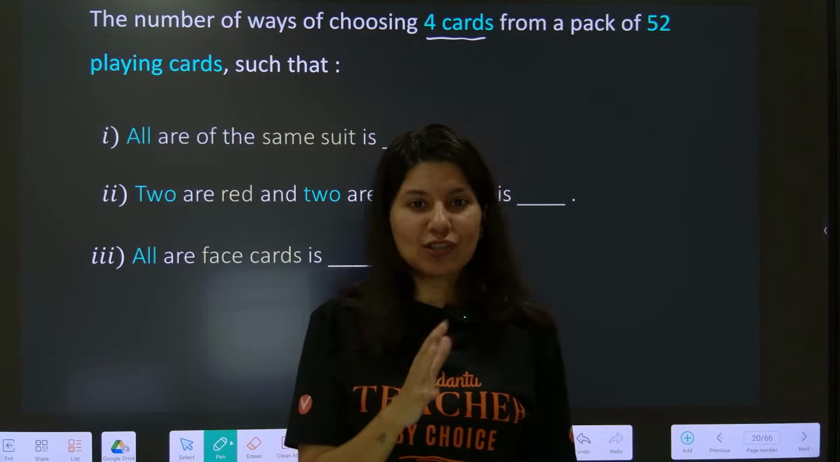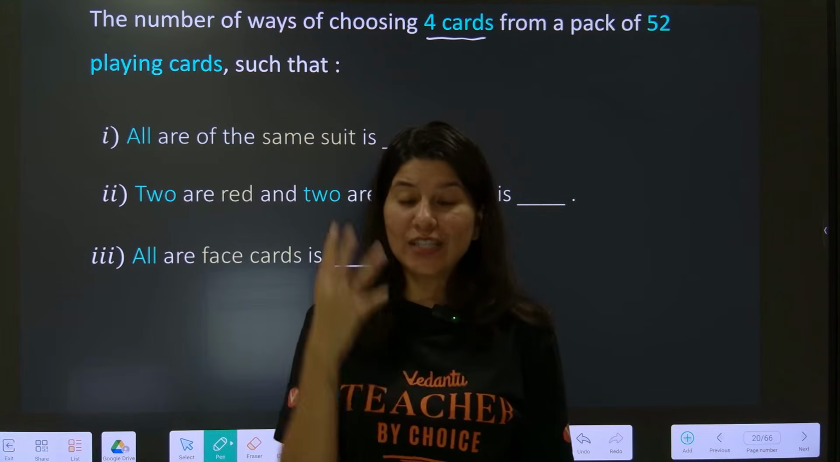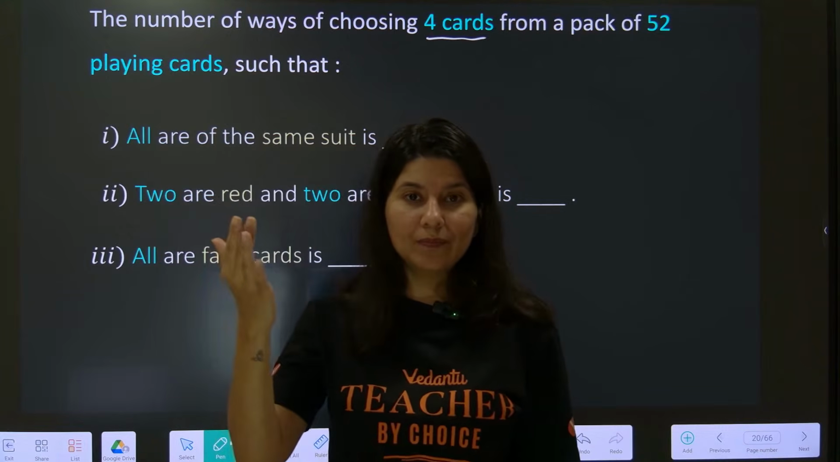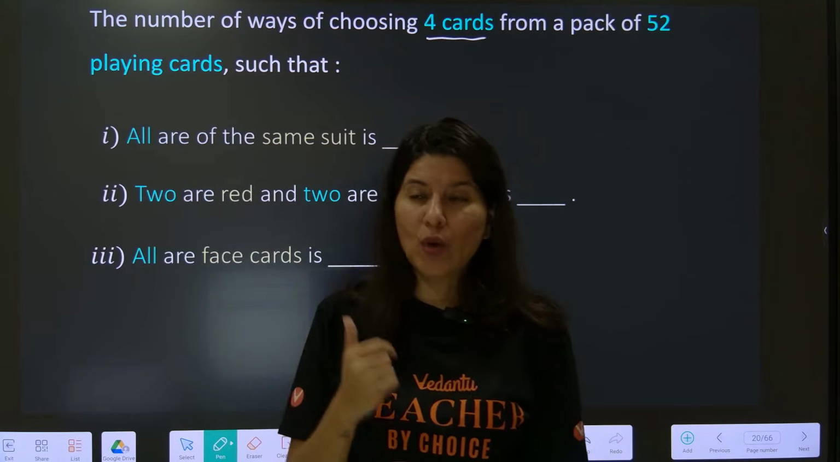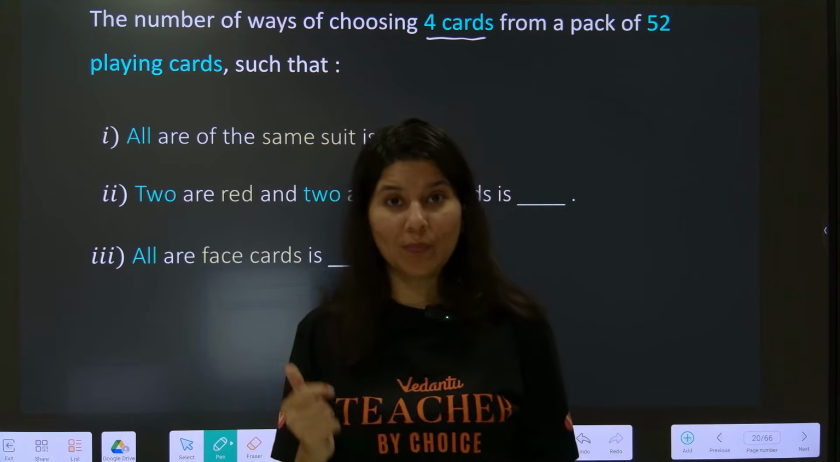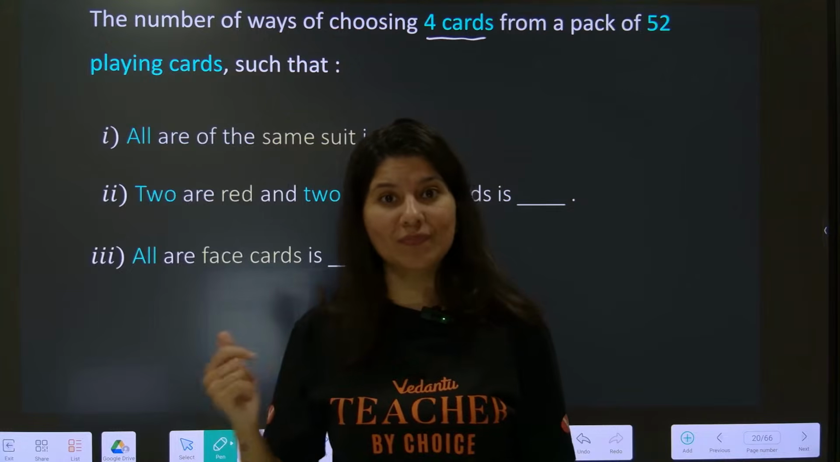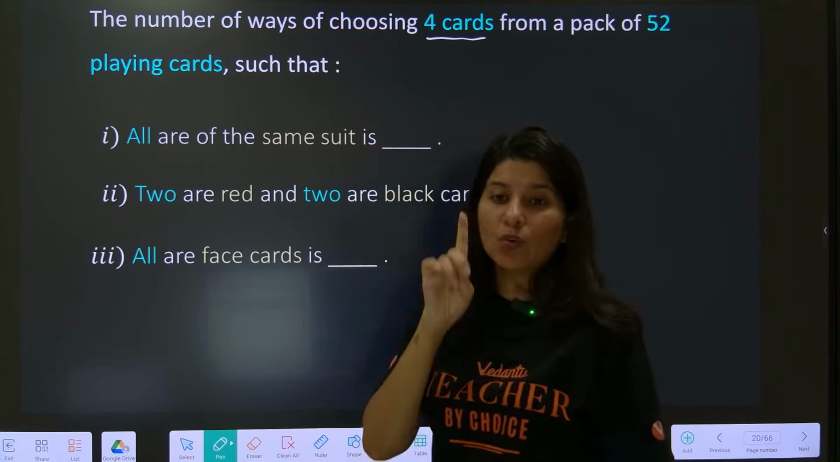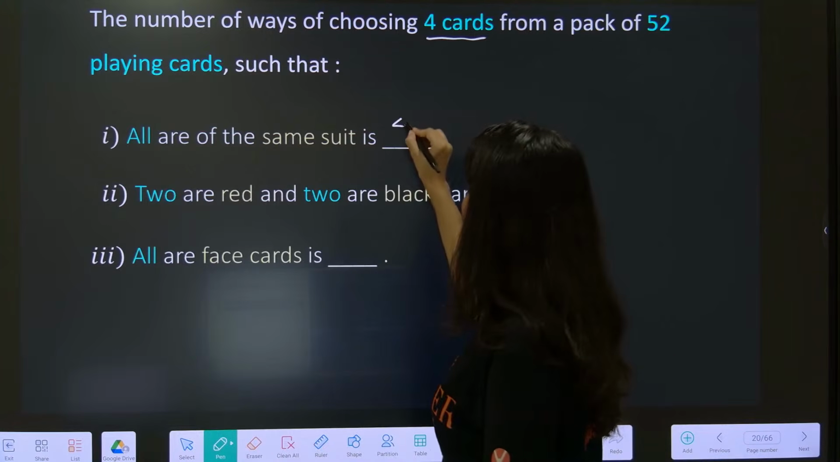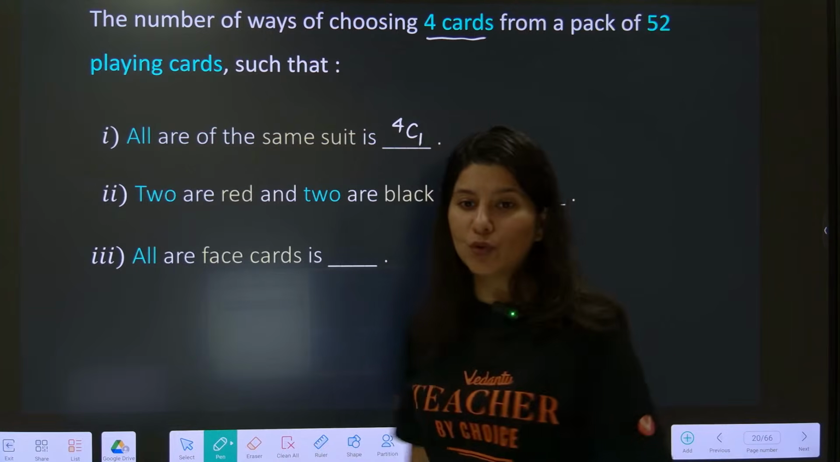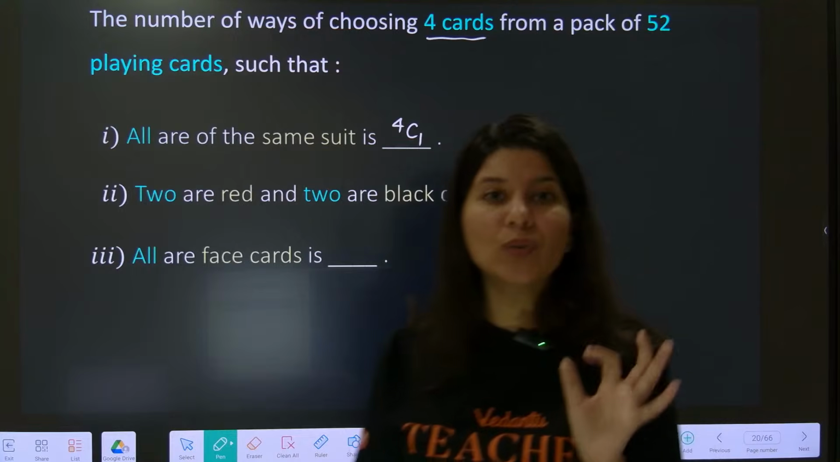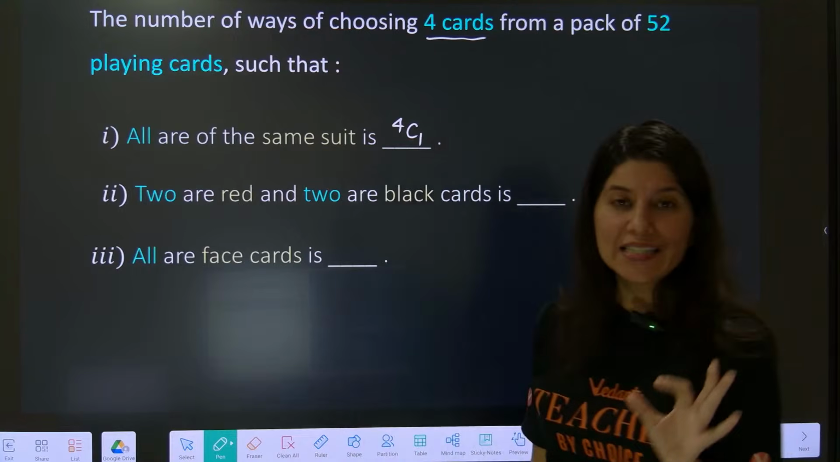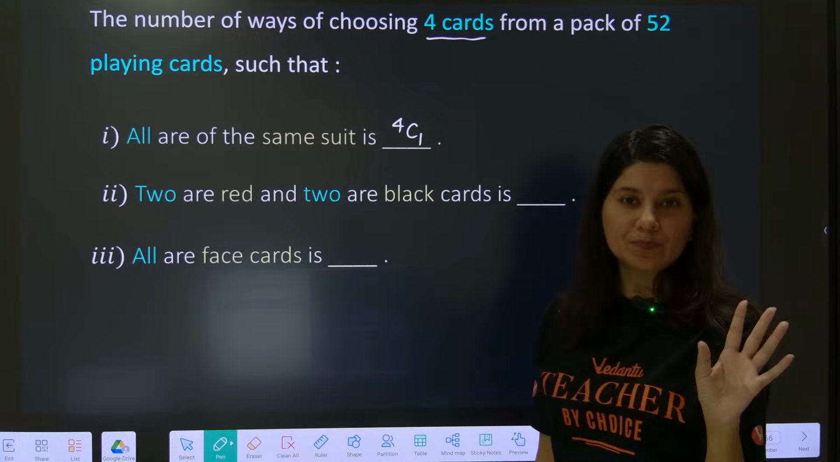So, first of all, let me decide which suit I am going to select. Do I want club or spade or heart or diamond? So I have 4 options and I just want one suit. So select one suit out of 4: 4C1. What am I doing? 4C1 is the selection of a single suit.